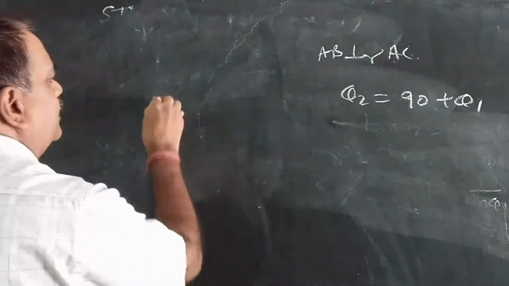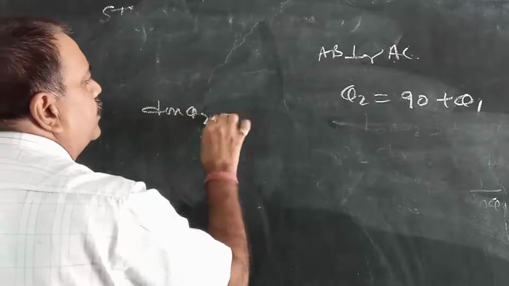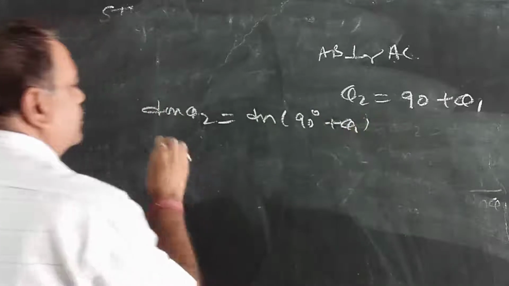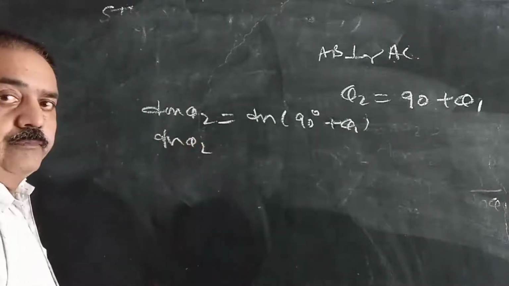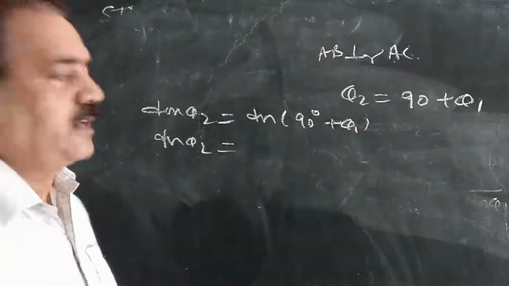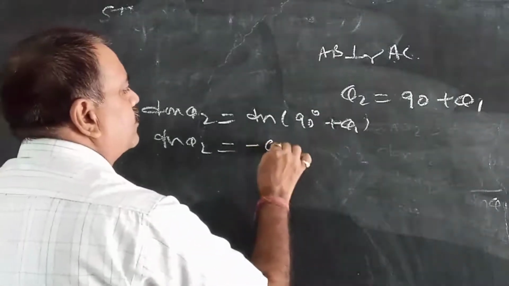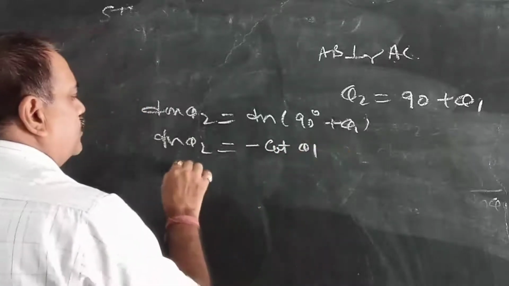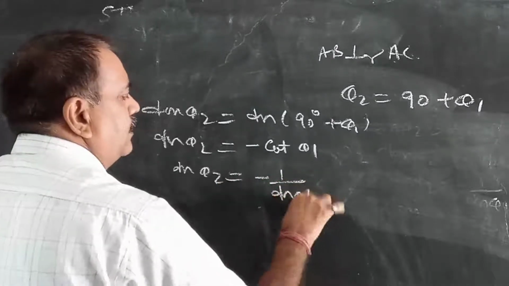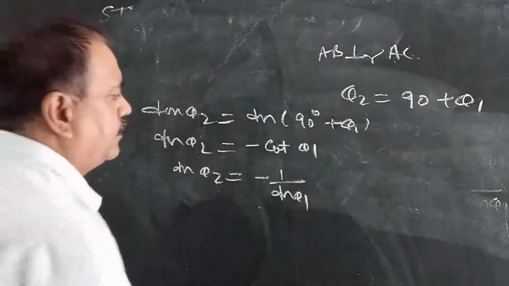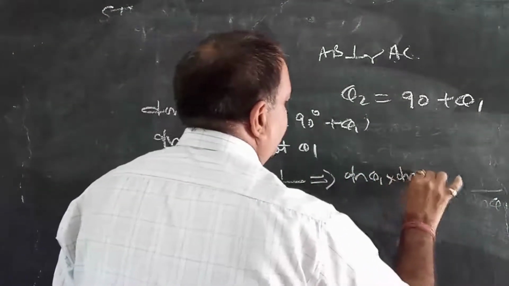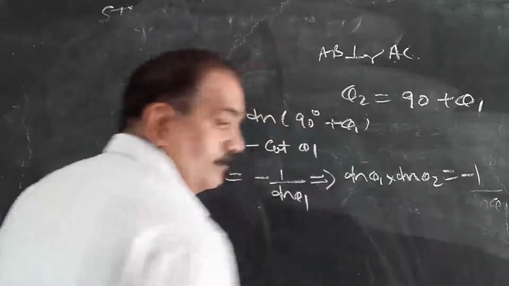Multiply both sides by tan. Tan theta 2 is equal to tan of 90 degree plus theta 1. You have studied tan 90 minus theta; here it is tan 90 plus theta. So tan 90 plus theta is minus cot theta 1. So tan theta 2 is equal to minus 1 by tan theta 1, since cot is the reverse of that. Or we can write tan theta 1 into tan theta 2 is equal to minus 1.